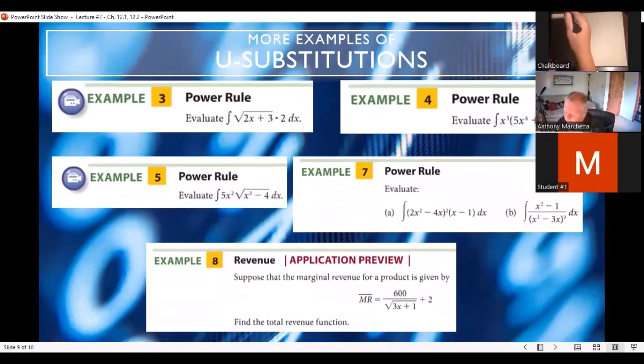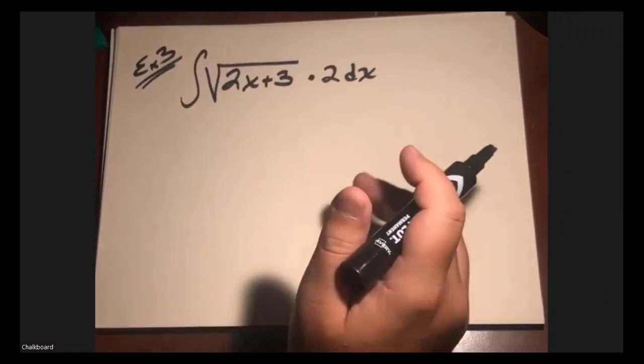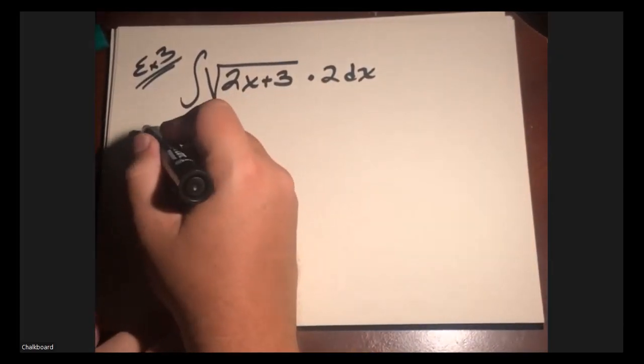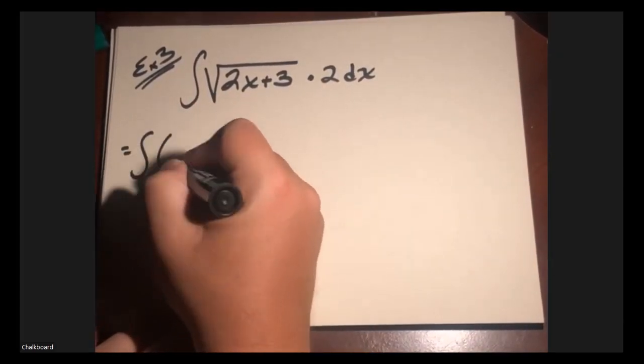All right, first one, example 3, is the integral of the square root of 2x plus 3, times 2 dx. Okay. So I don't like the square root. I'm going to rewrite it right now to look like this.